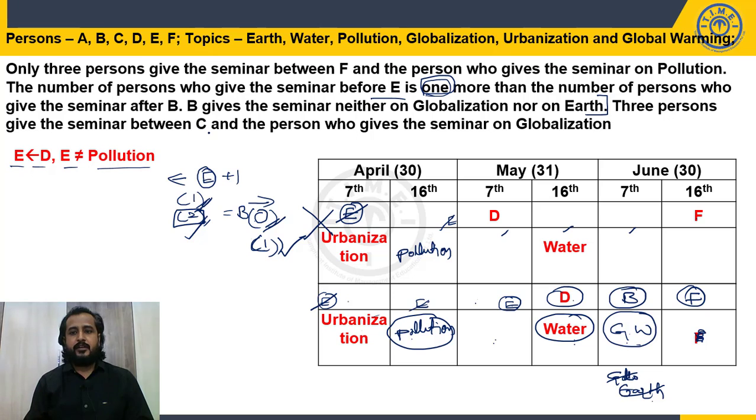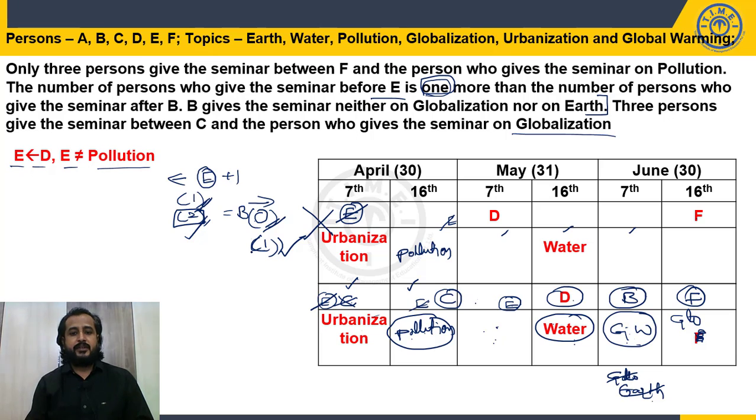3 persons gave seminar between C and the person who gives seminar on globalization. Between C and globalization, how many persons? 3 persons. If I take the C here, C should be either here or here. Only 2 possibilities because it is already E, D, B, F. If it is a C, 1, 2, 3, we have global warming. Do you have the scope to place globalization? No. So it cannot be C. So the only possibility being C here, 1, 2, 3 gaps and it is globalization.